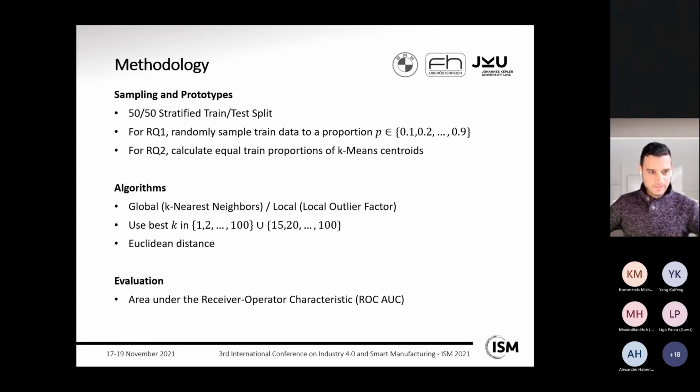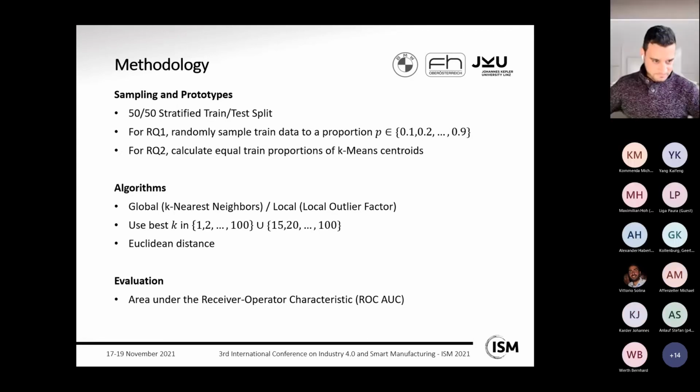So the methodology, we had a lot of data sets. I will show them in the next slide. And we split each of these data sets 50-50, stratified train test split. For question 1, we randomly subsample the training data to proportions of it. So for example, 10%, 20%, up to 90%. And for the second research question, we do the same thing, but we don't randomly sample, but we calculate k-means clusters in the same proportions and get the centroids as our prototypes.